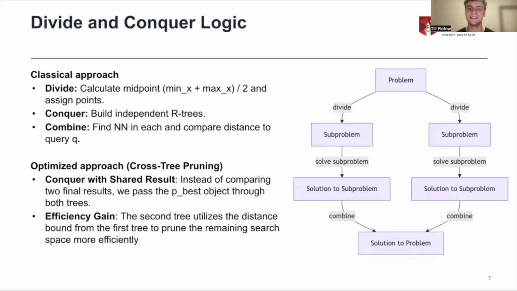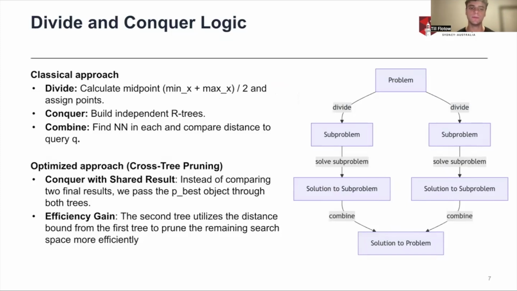Let's look closer at the logic behind our divide and conquer approach. In a classical divide and conquer approach, you divide the data, build independent R trees, solve the subproblems separately, and compare the final results at the end. However, we implemented an optimized approach using cross-tree pruning.